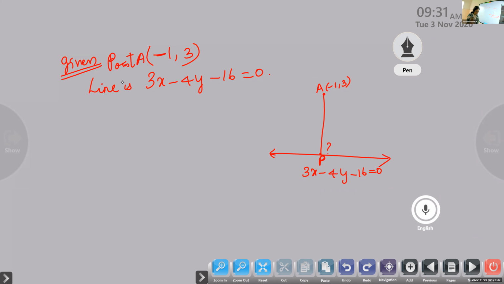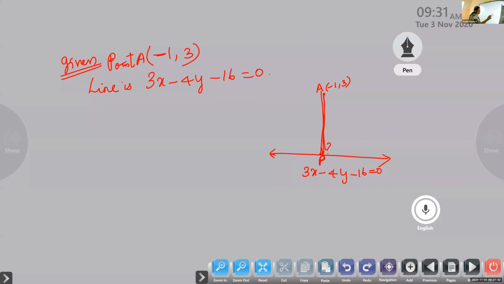Okay, read the question. Find the coordinates of the foot of the perpendicular drawn from the point (-1, 3) to the line 3x minus 4y minus 16 is equal to 0. We want to find this foot of the perpendicular. How will you do this one?